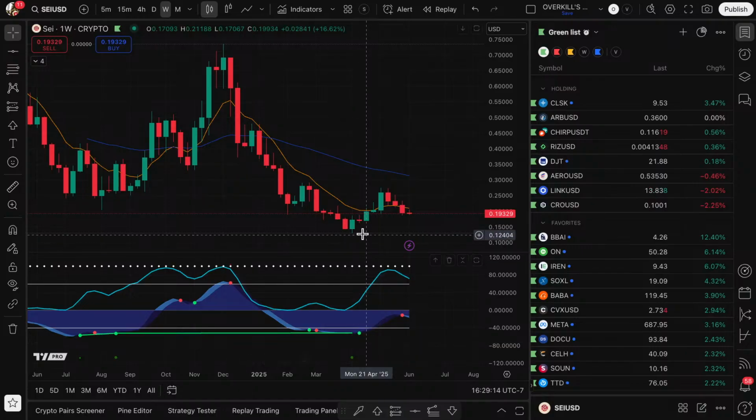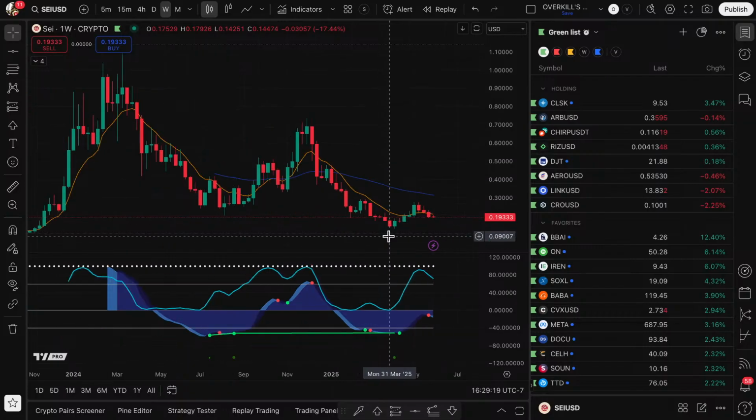on the weekly. You can see this one came back in April. That was at 17 cents. It went all the way up to 30 cents. That was around a 100% move.